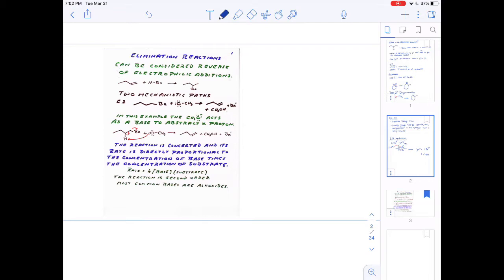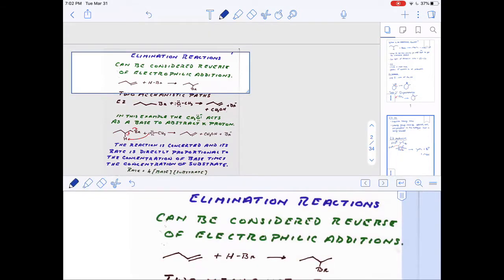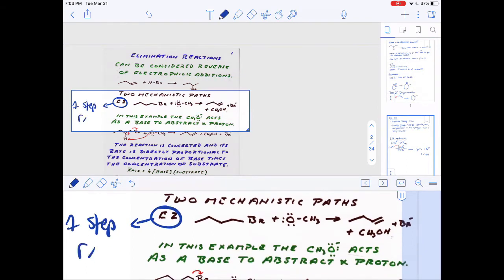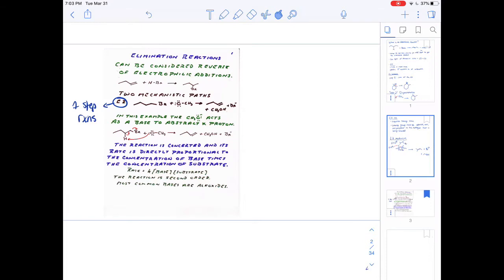Okay, so then he goes on to say that there are two mechanistic paths, and he shows you an E2 sample reaction overview. So this part over here is the overview, and he goes in to show you the mech. So as we remember from before, the E2 reactions are the one-step reactions, where the hydrogen is anti-periplanar, or just anti to the leaving group.